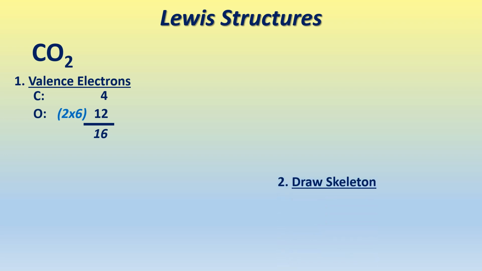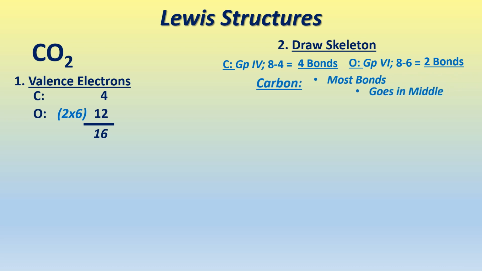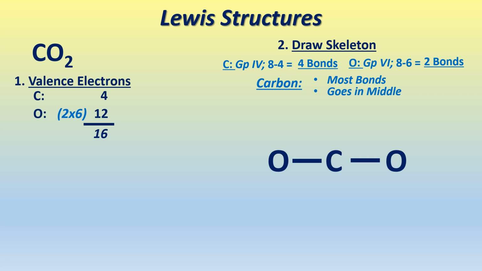I draw my skeleton. Carbon can form up to 4 bonds. Oxygen can only form 2 bonds. Therefore, since carbon forms the most bonds, carbon gets to go in the middle. So I draw a skeleton where carbon is attached to 1 oxygen on each side.